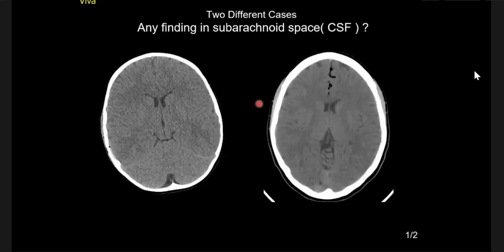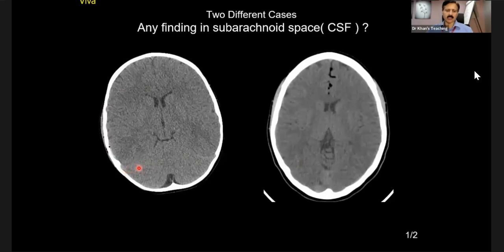Yeah, there is. This is different, and this is different. So, is there something in the subarachnoid space on this scan? There is a locule of gas. How will you confirm this? I would do a bone window, and then we'll check for the fracture for pneumocephaly.